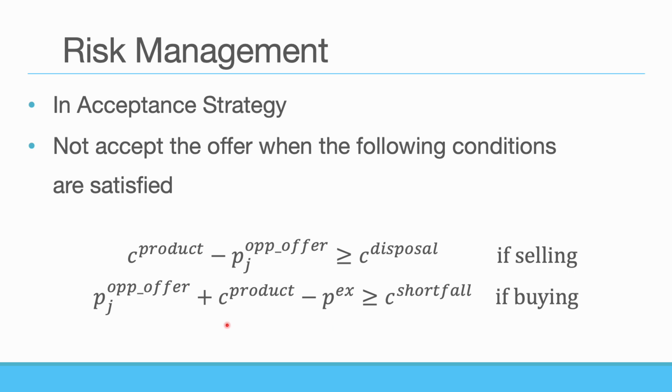In this equation, the left side of this formula represents the cost of purchasing, and the right side of this formula represents the cost of not purchasing. If the cost of purchasing is larger than that of not purchasing, GentleS doesn't accept the offer.